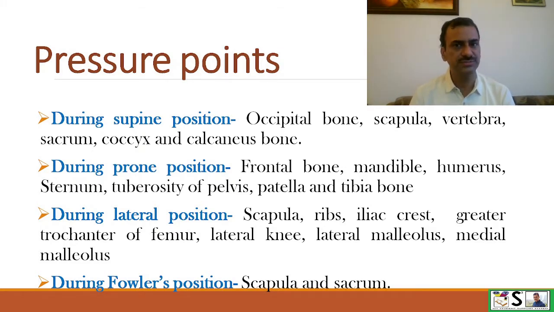During prone position, pressure points are frontal bone, mandible, head of the humerus here, sternum, tuberosity of the pelvis, patella and tibia bone. During lateral position, pressure points are scapula, ribs, iliac crest, greater trochanter of the femur, lateral side of the knees, lateral malleolus and medial malleolus. During Fowler's position, scapula and sacrum become the pressure points.